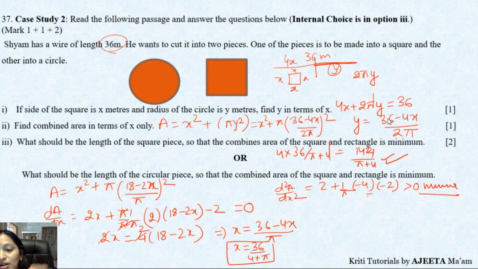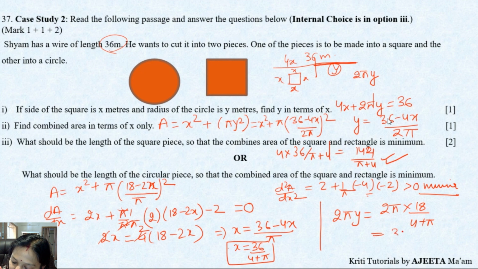Now for the second part, circular piece. So 2 pi y, that you have to make it. So 2 pi y, let's find it out. So what's your y? We find it out with this. So we get here 18 upon pi plus 4. So we get here 36 pi upon pi plus 4. This will be the answer for the circular piece.